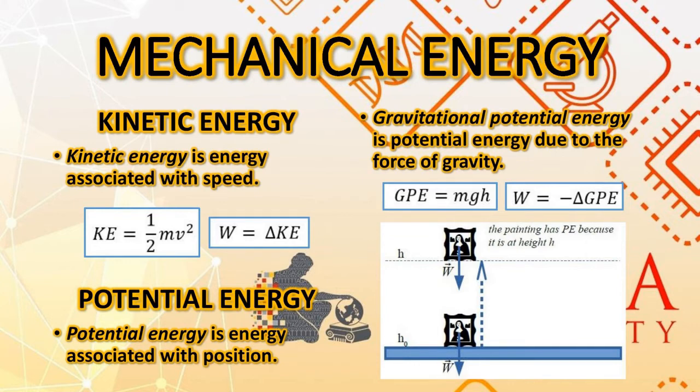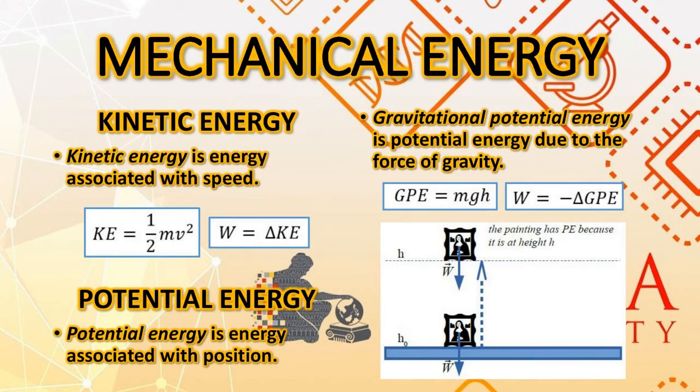And when force performs work on the object, one possible effect is the kinetic energy will change. So work is equal to delta KE, which is final kinetic energy minus initial kinetic energy. This is referred to as the work-kinetic energy equation.